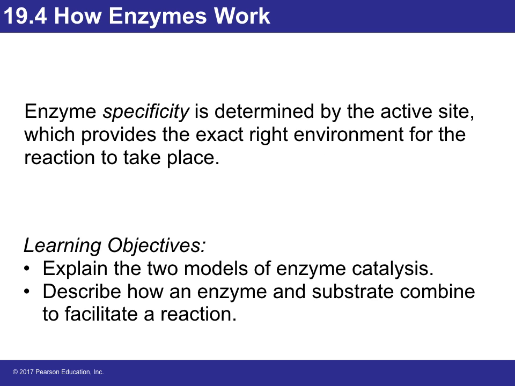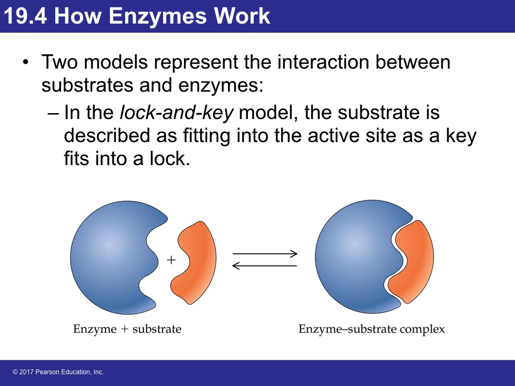Looking at the specificity of an enzyme, it is very important to look at the active site, and that is where you have the exact fitting to help the reaction take place. So there are two models. One is a little bit controversial, but I still need to present both of them. One is called the lock and key. You have only one key for a lock, and that means the substrate is described as fitting onto the active site as a key fits into a lock. Only when that can happen will the enzyme be activated.